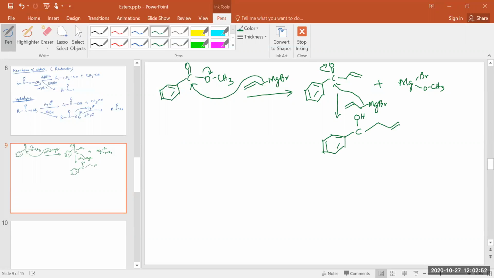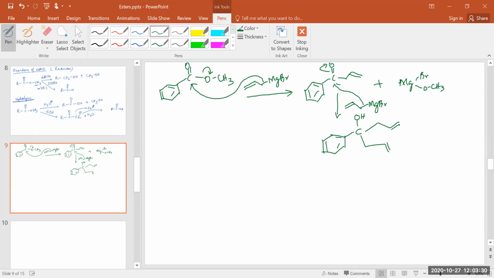So this we have in which chapter? In chapter 17, the alcohol chapter, where we discussed alcohols and ethers. This is the reaction: two alkyl substituents will come onto that carbon of the ester, and it will make an alcohol. So this is a very important reaction of Grignard reagent with esters.